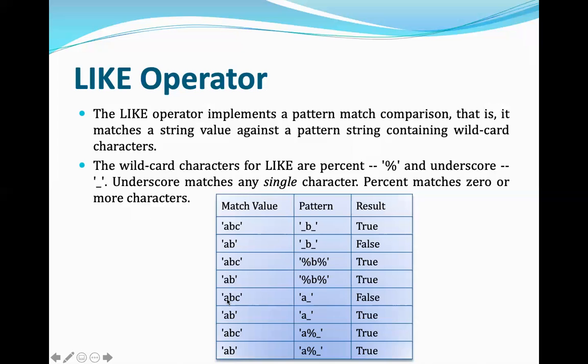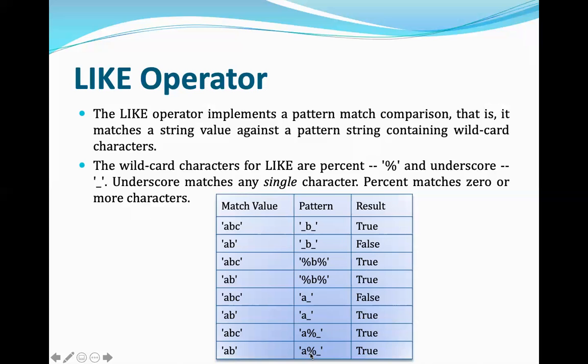So if I am looking for ABC, and I am writing A underscore, that could not be matched. Why? Because ABC is 3 characters, and here we are looking for 2 characters. Now for the next one, ABC, it will match. The percentage could be taken as 0 to n, so it may be taken as 1, underscore is 1, and A is 1 character. So 3 characters are there.